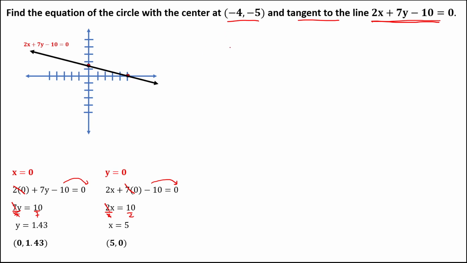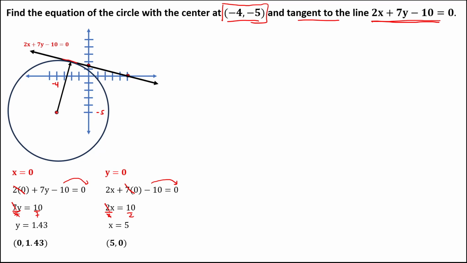Then for the circle at center (-4, -5), x is -4, y is -5. So this is now the point of the center, (-4, -5). So this is now the graph for the circle, tangent to this line, 2x + 7y - 10 = 0. So to find now the equation for the circle, first, we need to find the radius of the circle.